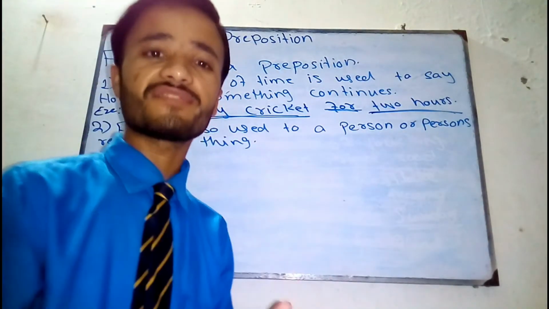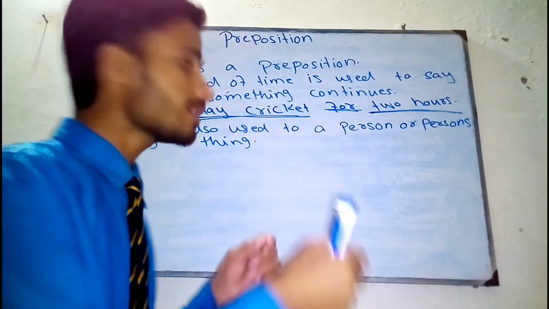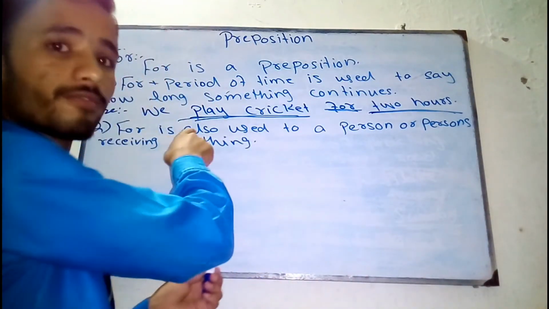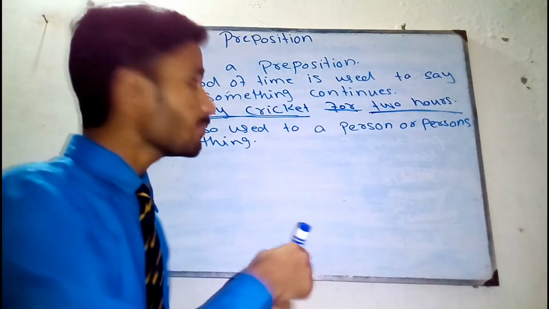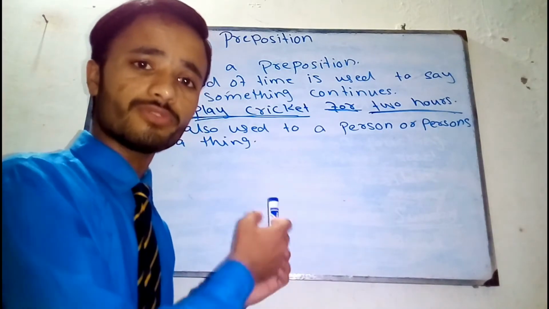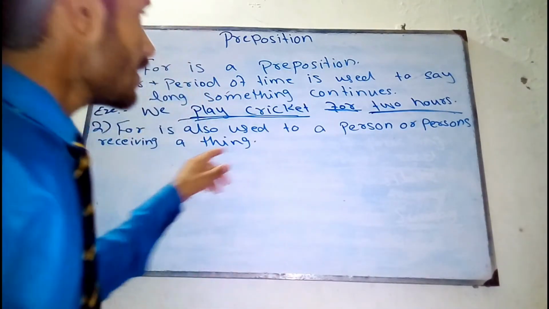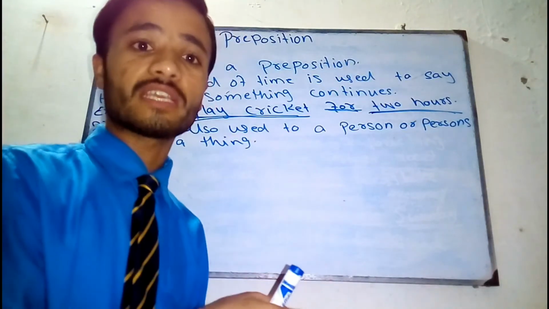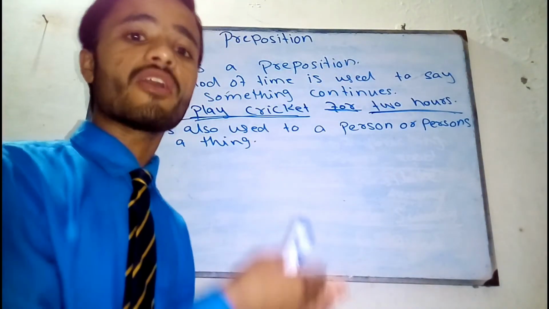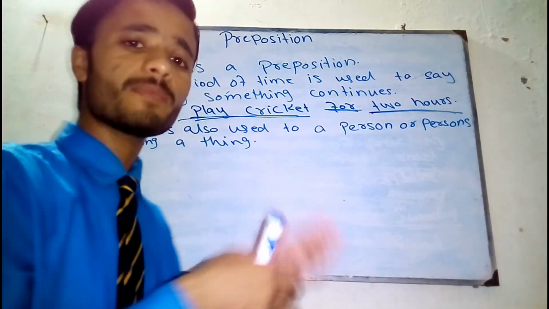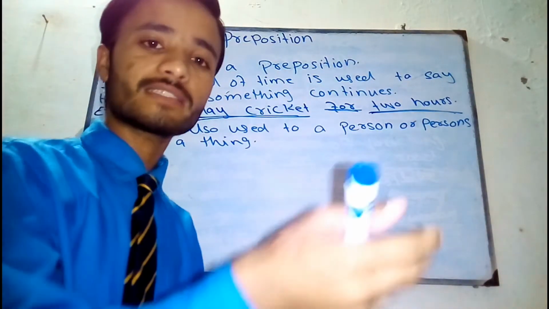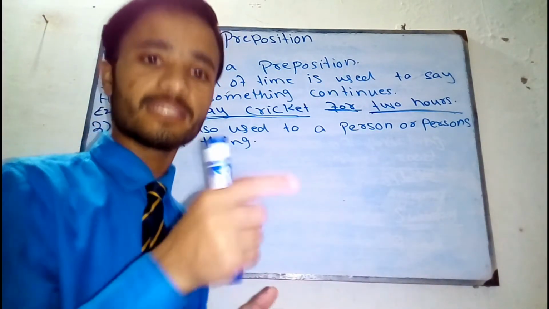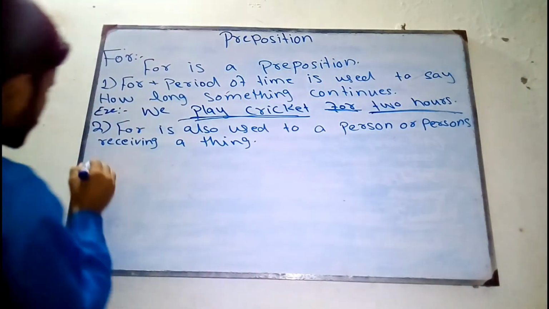Whenever a person receives something from someone, then we use "for". We use "for". Is this clear? We use "for" before a person. And "for" also tells us what the person is receiving. Okay, so straight to the example.